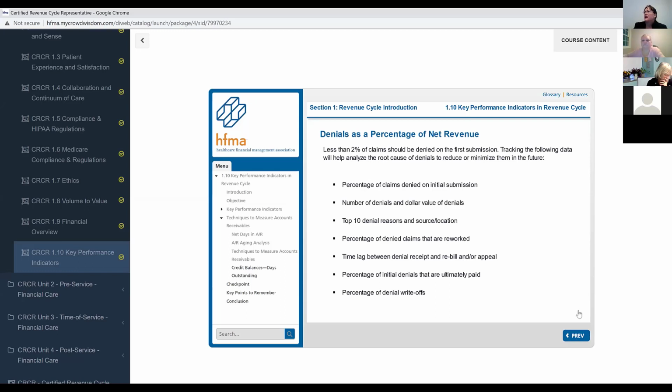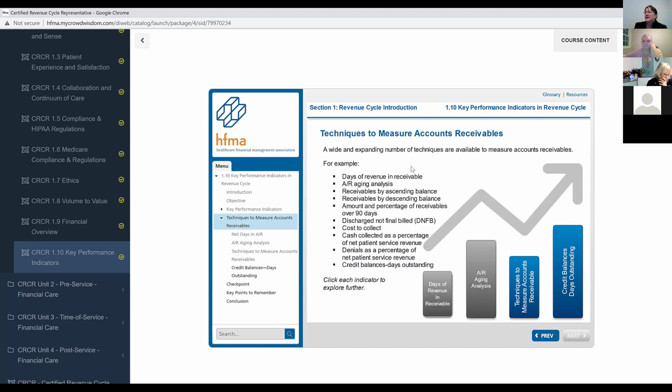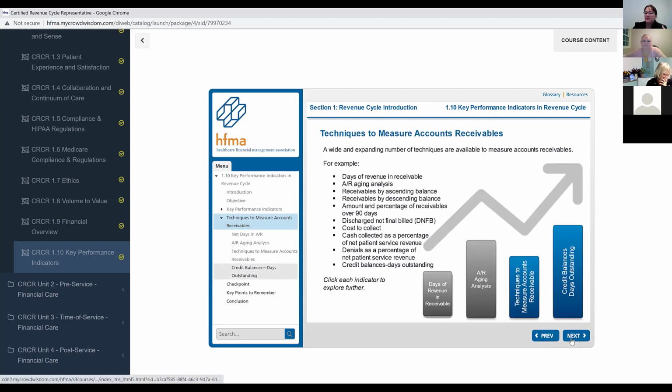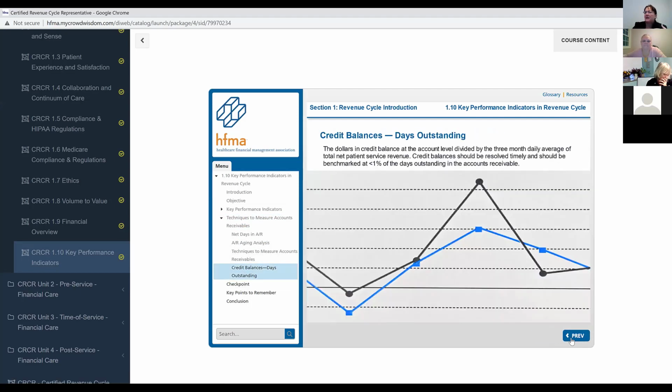Credit balances: the dollar value of credit balances at the account level divided by the 3-month daily average of total net patient service revenue is their definition of the days outstanding in credit balances, and should be benchmarked at less than 1% of the days outstanding in accounts receivable. So credit balances are very important to look at as well. Not all of them are money that has to be paid back. It's another area to look at to make sure your proration tables are correct, that your charge structure is correct, and so on.